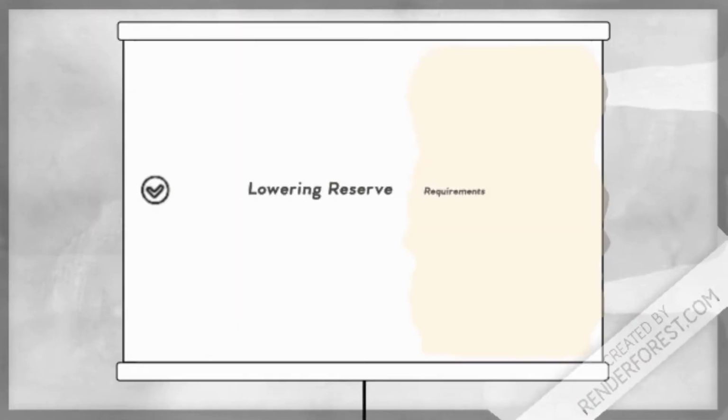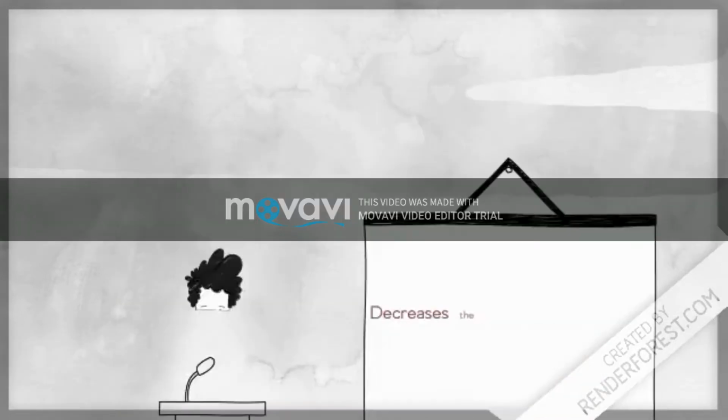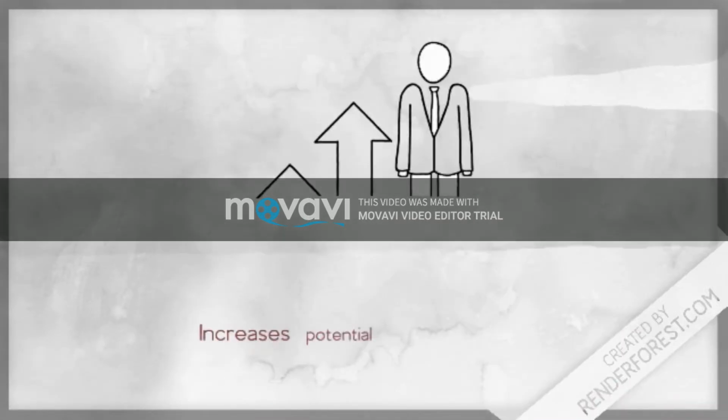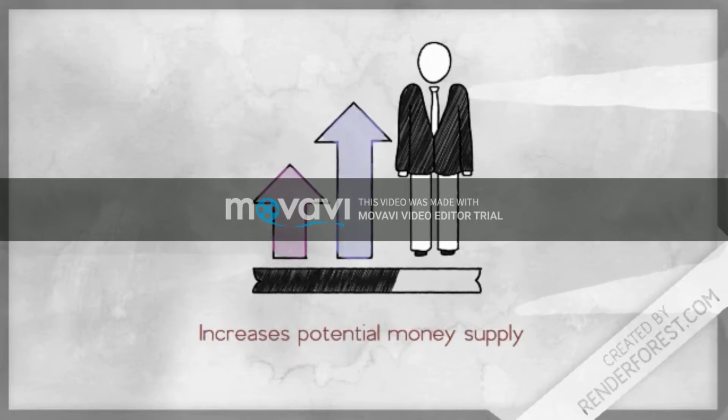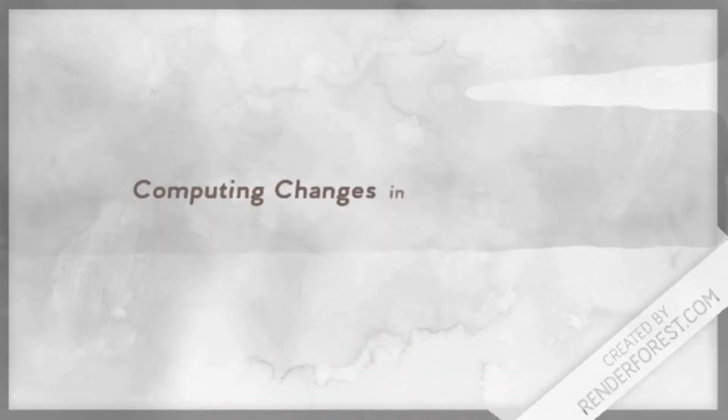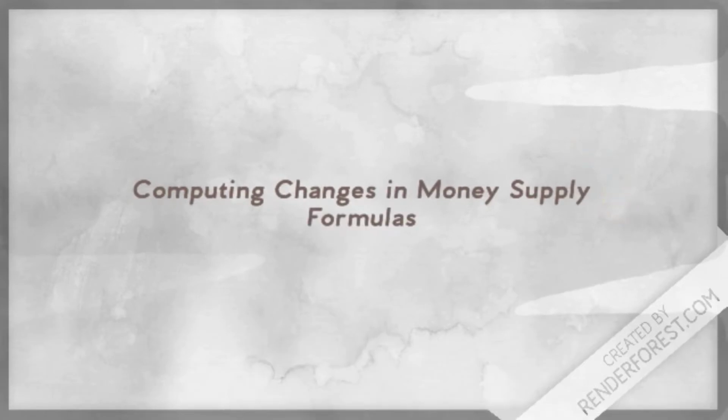Lowering the reserve requirements. Lowering the reserve ratio decreases the required reserves and expands excess reserves. Gain in excess reserves increases banks' lending ability and therefore increases the potential money supply by a multiple amount of the increase in excess reserves. Here are the following formulas for computing changes in money supply.